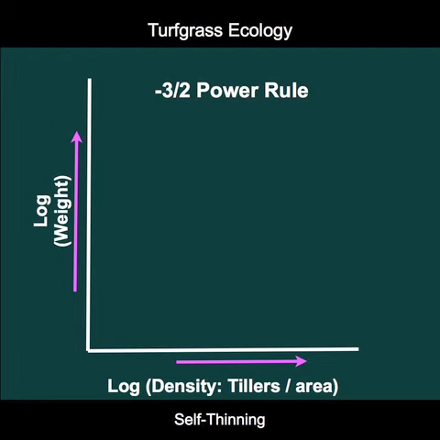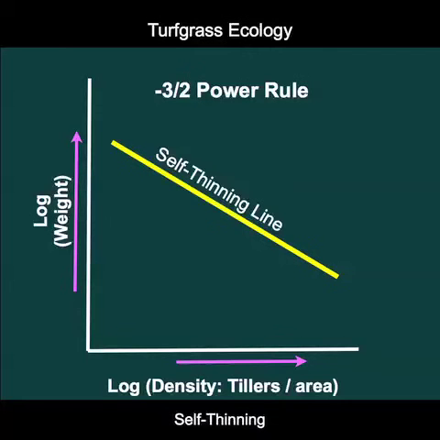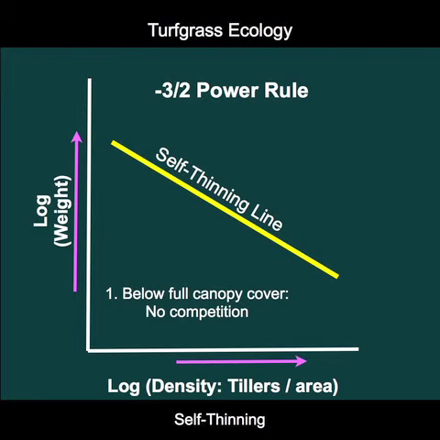If we were to graph the equation, we would take a log of the weight and density, which results in a straight line with a negative 3:2 slope. The yellow line represents the self-thinning line. We can describe the area under the line as a point where we are below full canopy and no competition occurs among the individual plants.